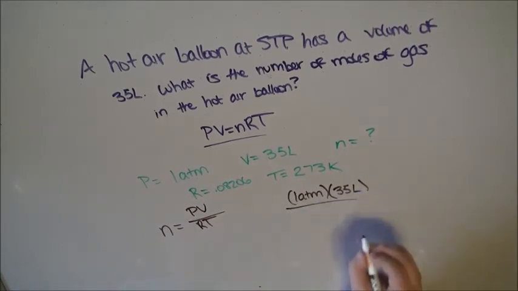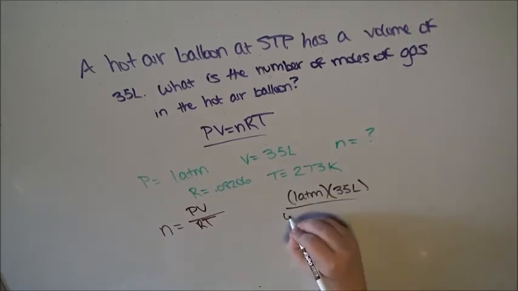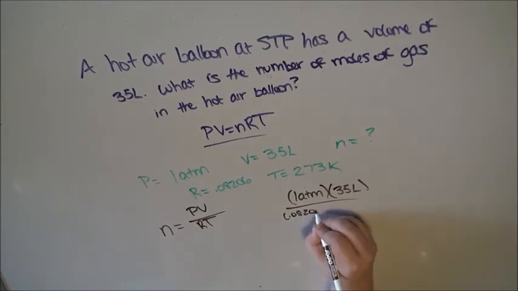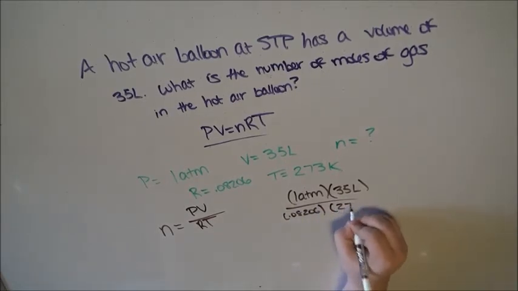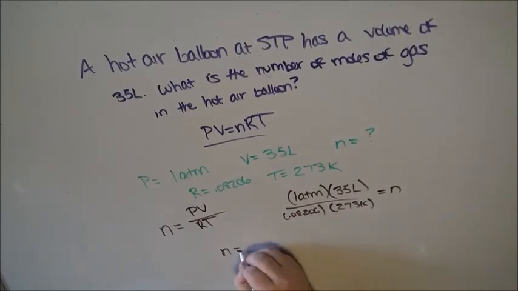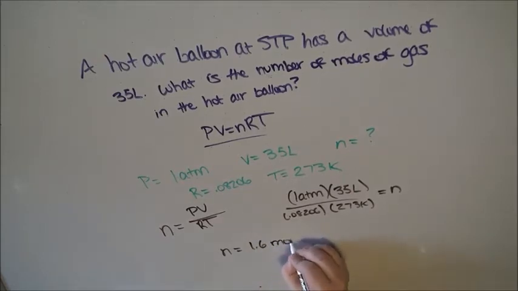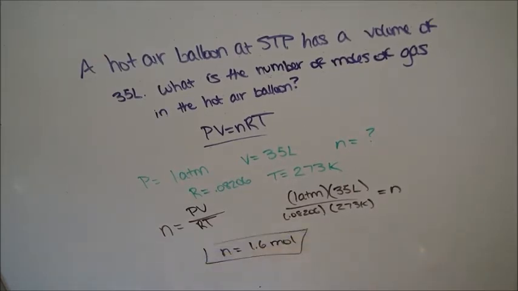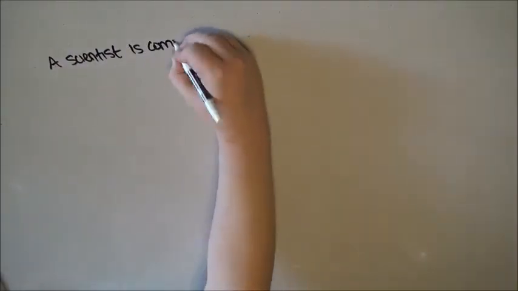Now we just plug in the known values, which is N equals 1 atm times 35 liters divided by the gas constant 0.08206, since the pressure is in terms of ATM, times the 273 Kelvin, which ends up becoming 1.56 moles of gas. In the second example of the ideal gas law, you will be asked to find the volume.